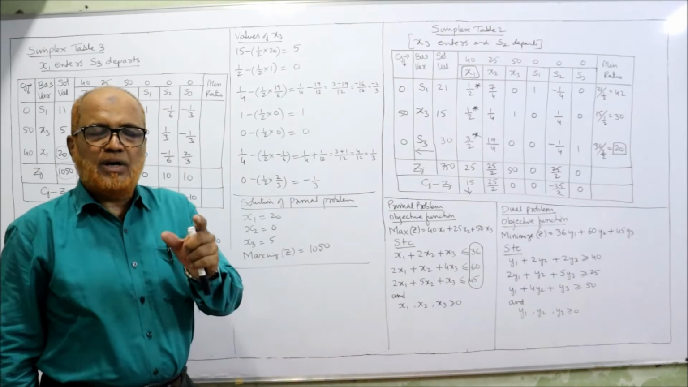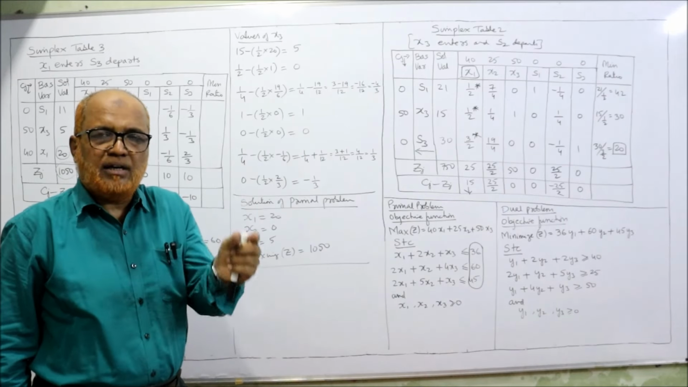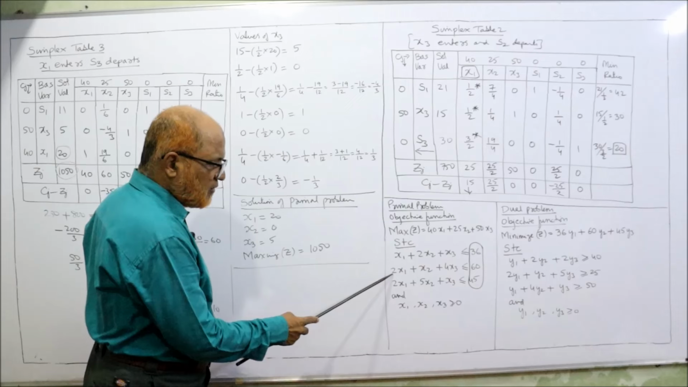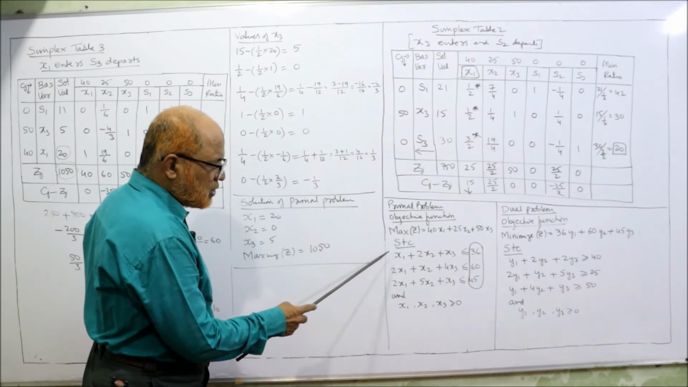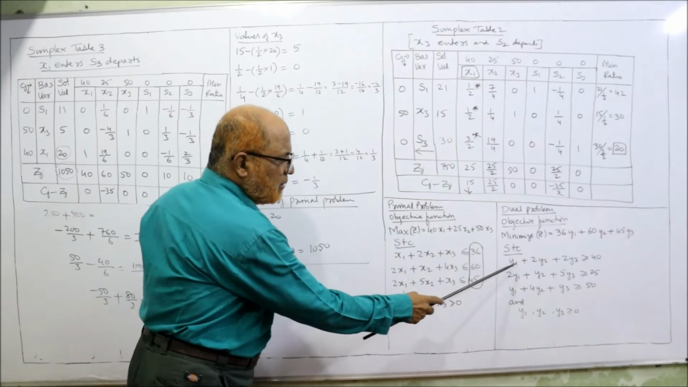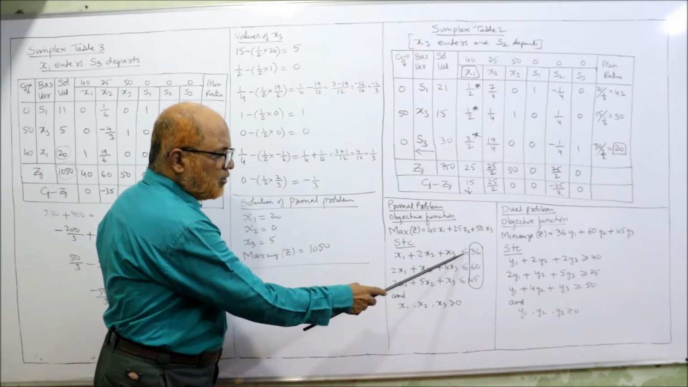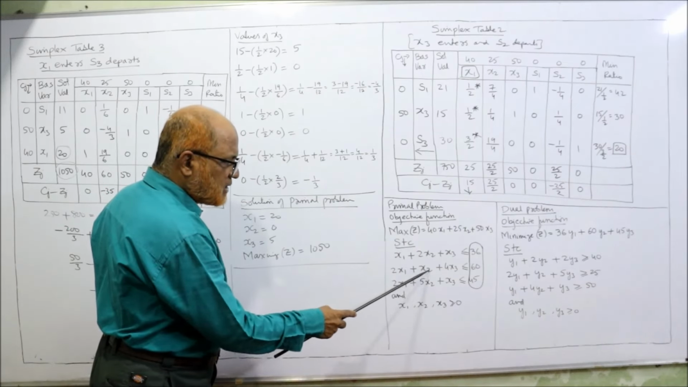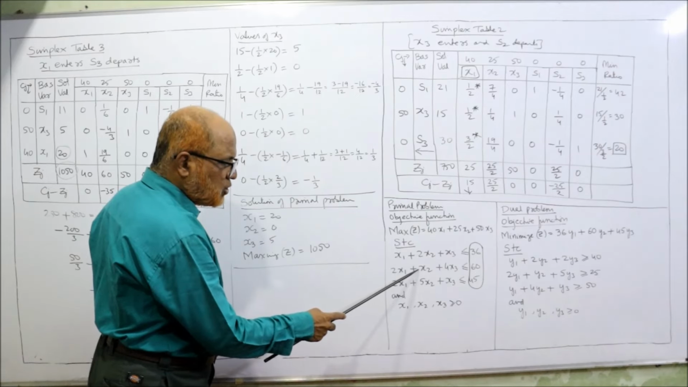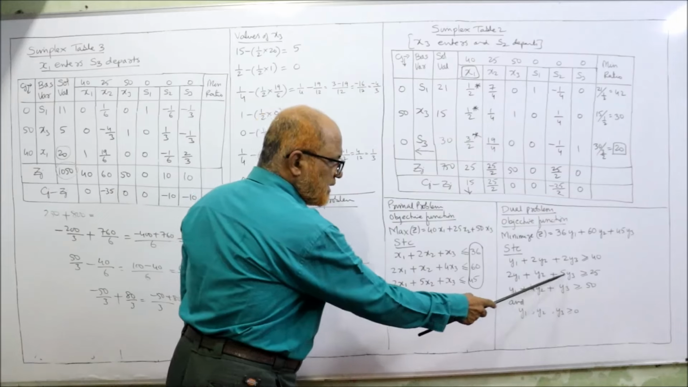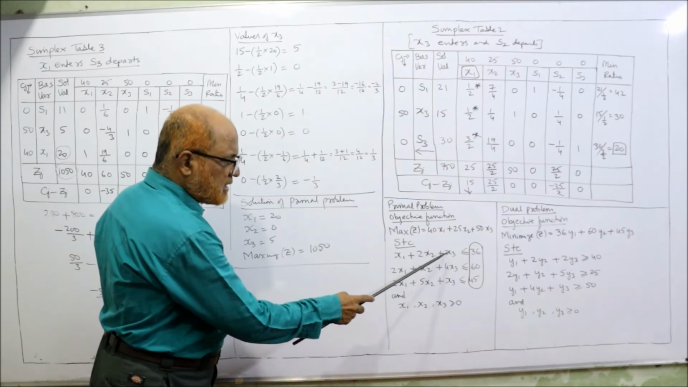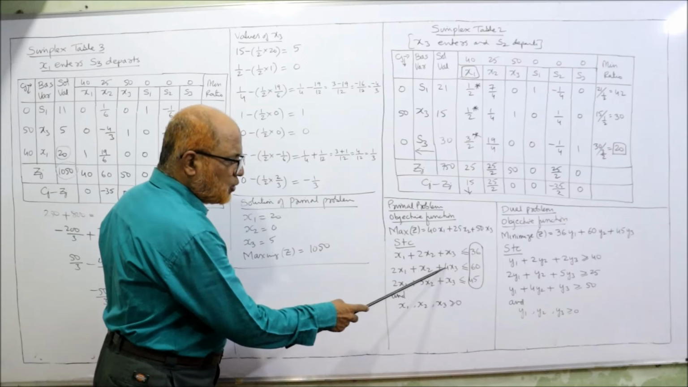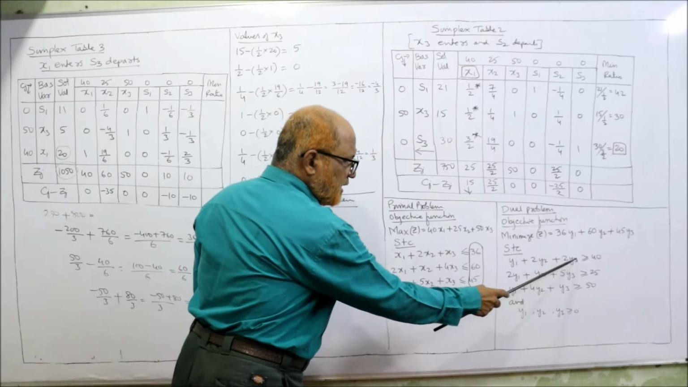The coefficients of the constraints will be the same, but vertical will become horizontal, and horizontal will become vertical. So what is the coefficient of x1 here? 1. What is the coefficient of x1 in the second? 2. Here 2. So 1, 2, 2. So y1 plus 2y2 plus 2y3. Now less than or equal to will become greater than or equal to. Similarly, second: 2x2, 1x2, 5x2. So 2y1 plus y2 plus 5y3, greater than or equal to. Last one: 1x3, 4x3 and 1x3. So y1 plus 4y2 plus y3 greater than or equal to.